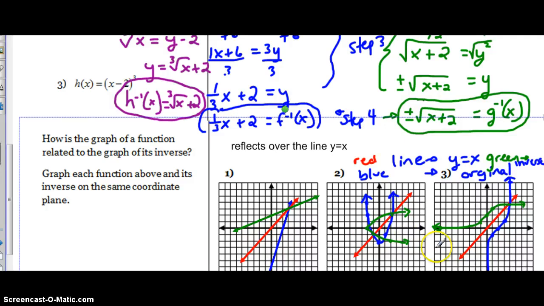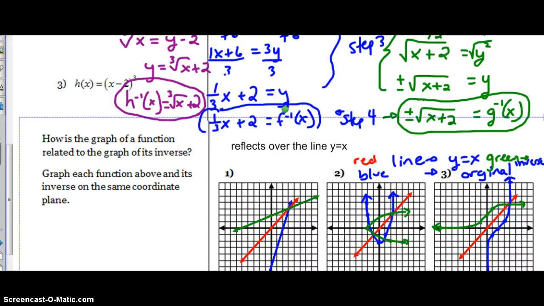My third function is the cubic, and my parent function of my cubic moved to the right 2, and my cube root moved up 2. And again, you can verify by doing that.